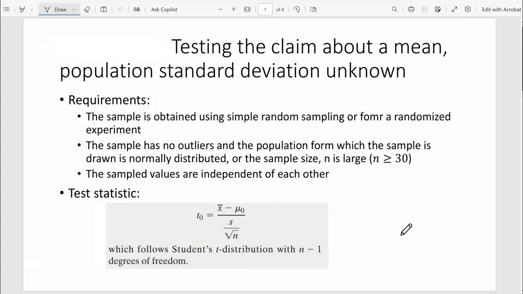In this video, we're going to look at testing the claim about a mean when we do not know the population standard deviation. And this is going to end up being a t-test. So let's look at some information.